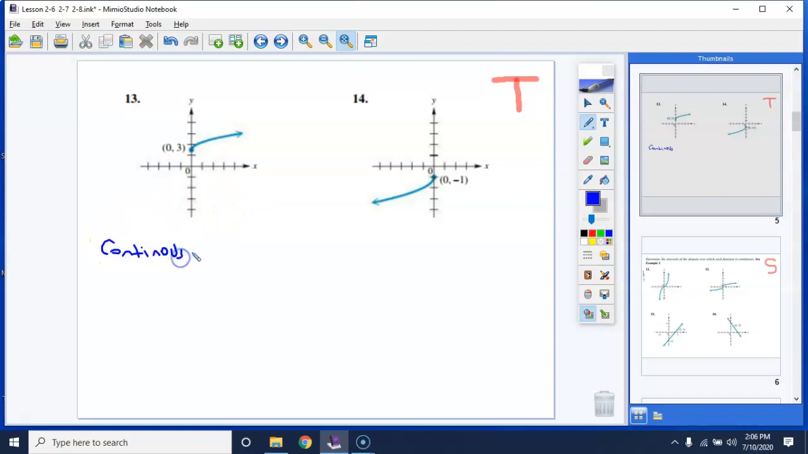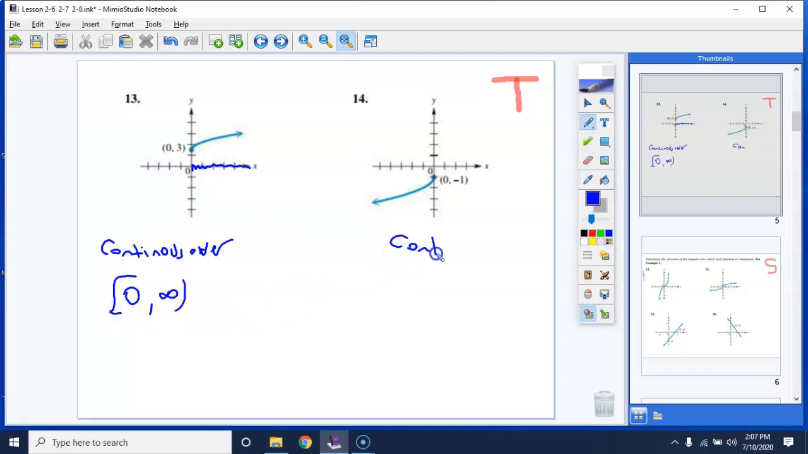So I'm going to say continuous over what's my domain? Here, we can disregard this 3. I don't need that one. I'm talking about continuous over its domain. So my domain here is 0 to infinity, right? 0 to infinity. That's how I say it.